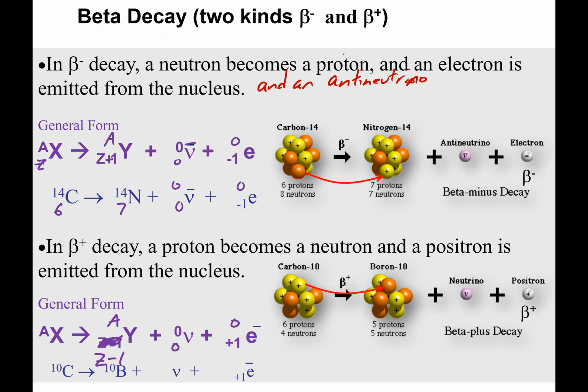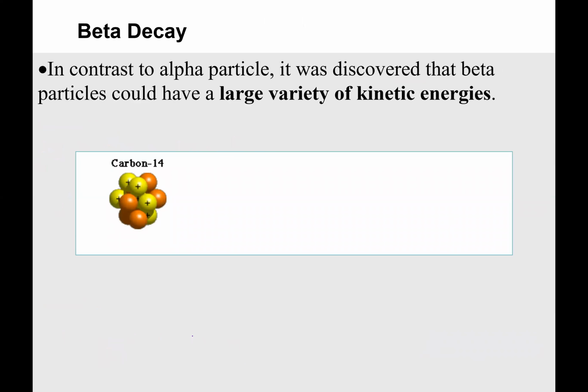So alpha decay, beta decay, those are the two types. The third type we're going to talk about after one more thing about beta decay. In contrast to the alpha particle, it was discovered that the beta particle could have a large variety of kinetic energies. This was back in the 30s, and there was a puzzlement about this. People realized that if energy is not being conserved with the particles that we can see being emitted, then there must be a particle carrying away some of the energy that we don't have a way of detecting yet.